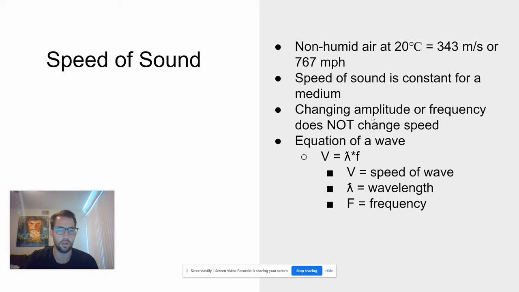The only thing that changes with amplitude and frequency is how loud or soft the sound is and how high-pitched or low-pitched the sound is. So then our equation of a wave here: if the velocity of sound is given, or if we know the speed of sound and we're given a wavelength, we can figure out what frequency it is. So our equation of a wave is velocity, the speed of sound, equals wavelength times frequency.